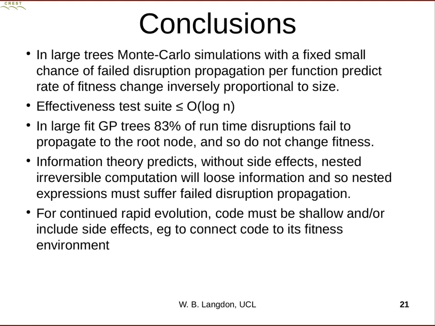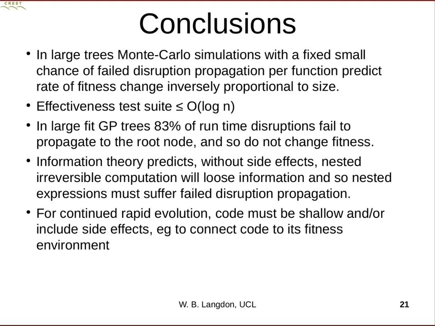In terms of information theory, what it predicts is we're bound to lose information. And so deeply nested expressions must suffer from failed disruption propagation. Even if the entropy loss is larger than we see here, the expressions need not be actually all that big to see a significant effect.